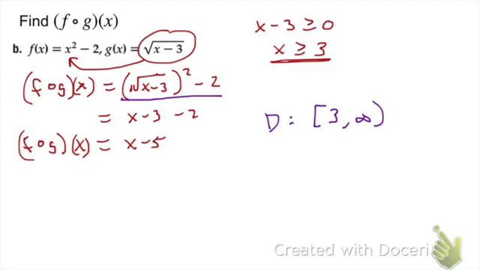So always double check your restrictions on your function that you're plugging into the other one first. Here we check g of x to make sure it would work, because when you plug it into the f of x function, things can change. So you have to look for it before you plug things together.